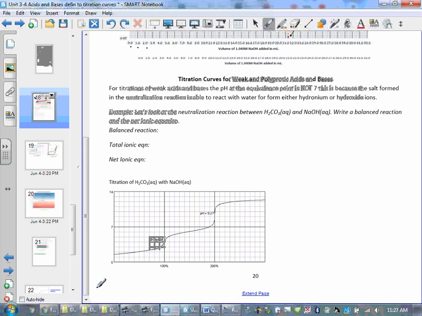So we're going to look at a few more titration curves and then talk about picking indicators to do a titration.